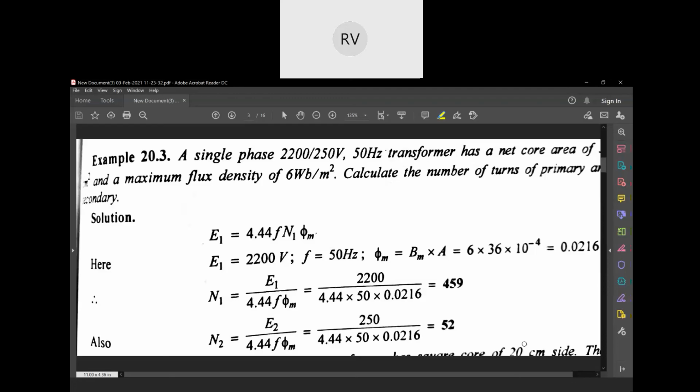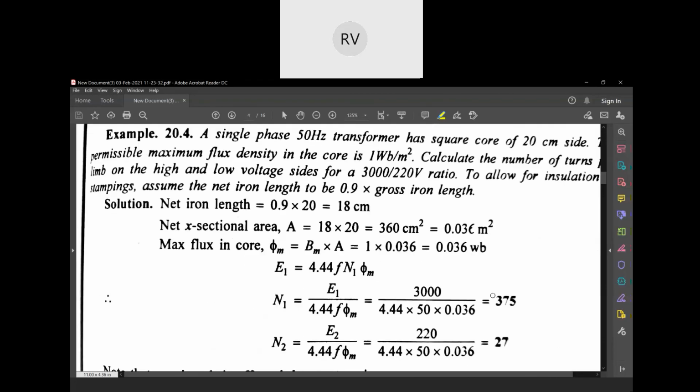So you know E1 is equal to 4.44 into F into N1 into phi m. You know phi m, you know F, you know E1. So if you take N1 as the subject, you can say that N1 is equal to E1 by 4.44 into F into phi m. So here you can calculate N1 directly as 459. Similarly, you can calculate N2. Once you know phi m, you can calculate either of the values, right? So N2 is equal to 52 in this case. So this is how we can calculate this problem.